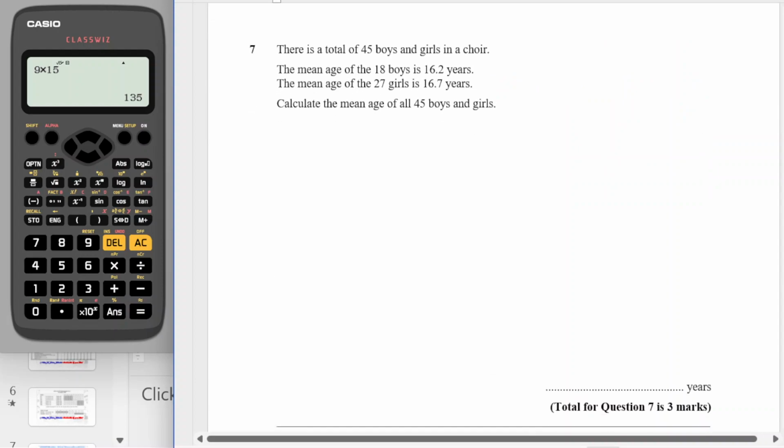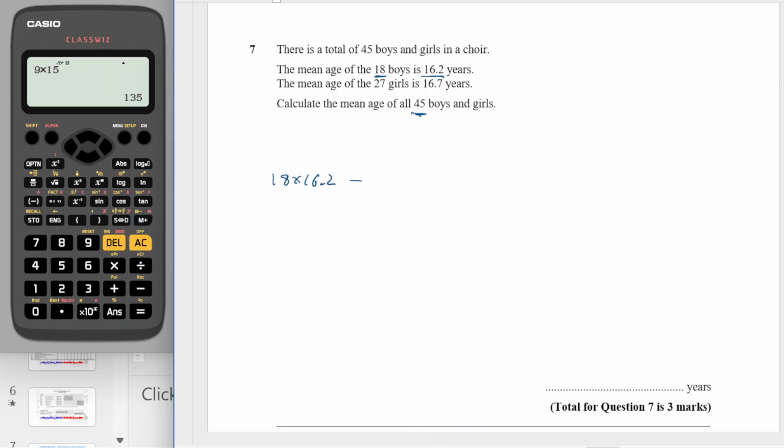Question 7. There's a total of 48 boys in a choir. The mean age of the 18 boys is 16.2. The mean age of the 27 girls is 16.7. Calculate the mean age of all 45. So, if the mean age of the boys, we've got 18 boys, the total age of the boys is going to be 18 times by 16.2. And the total age of the girls is going to be 27 times by 16.7. And we want to do that and divide it by the total number of boys and girls, which is 45.